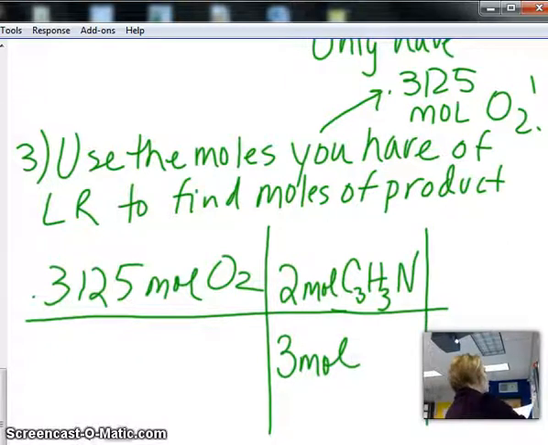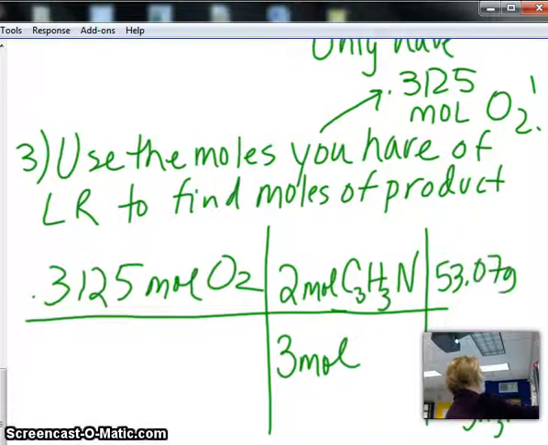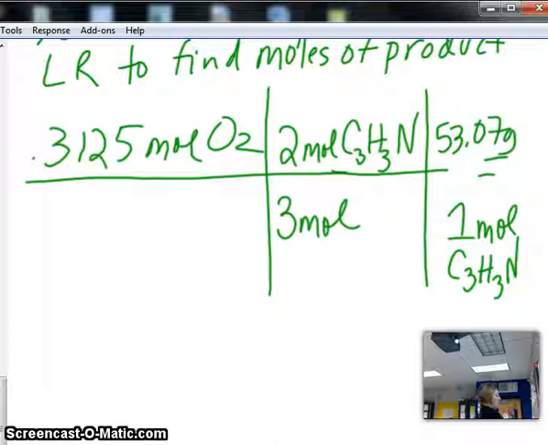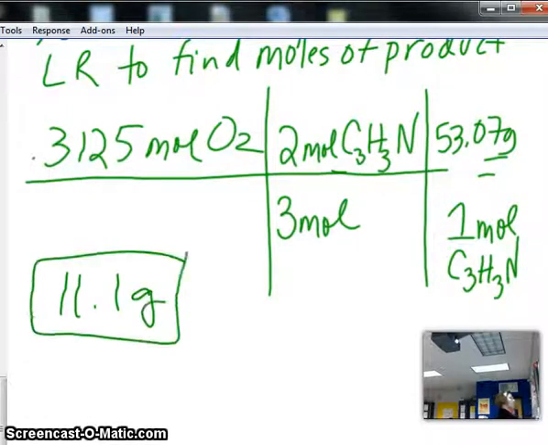1 mole of the C3H3N is 53.07 grams. And my final answer, when all is said and done, is 11.1 grams.